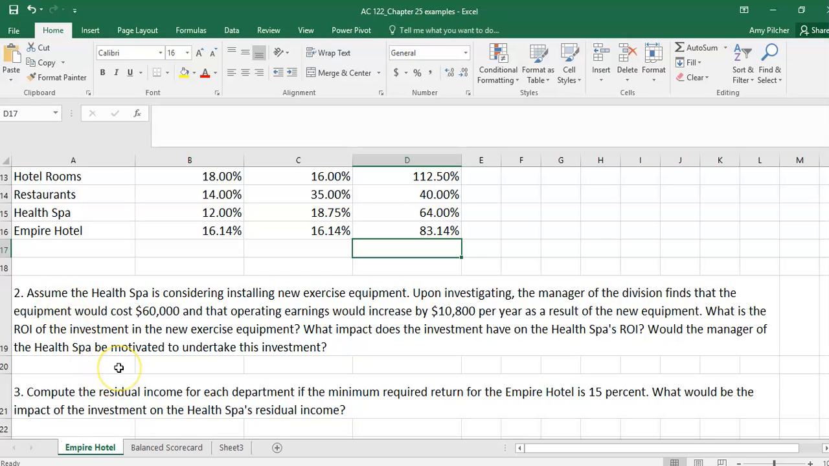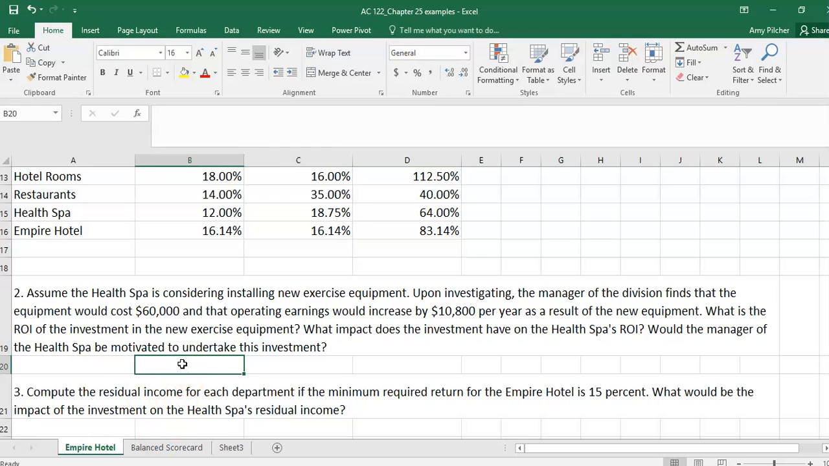So the second question that we have is to think about that the health spa is considering installing new exercise equipment. And we know that the equipment is going to cost $60,000, and we predict that having this equipment is going to increase our operating earnings by $10,800 a year. So first we want to know what is the return on investment of the exercise equipment, and then what impact does buying exercise equipment have on the health spa's return on investment as a whole.